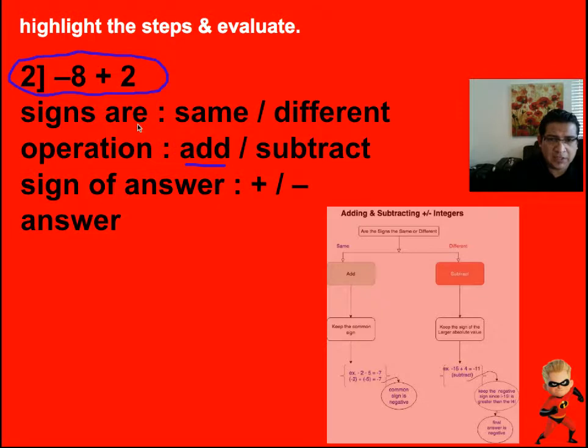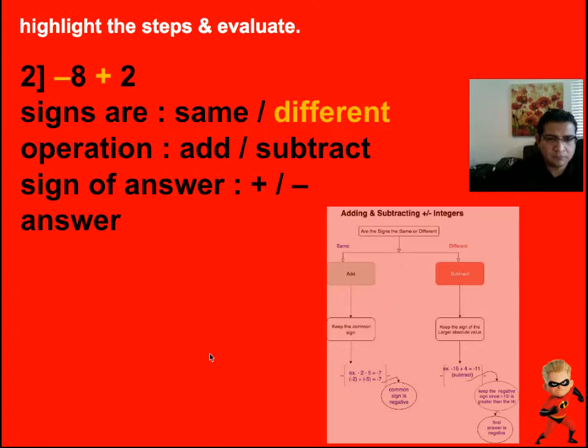All right, let's do this one here. So I want you guys to try this here. -8 plus 2. Here we have a negative and a positive. So the signs are the same or different? What do you guys think? The signs are different, right? We have a negative and a positive. The operation is going to be what if they're different?